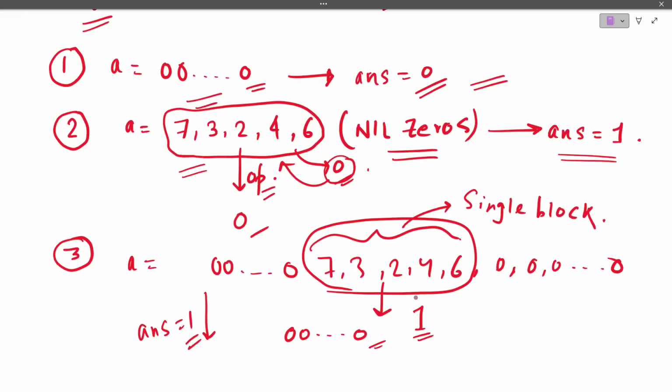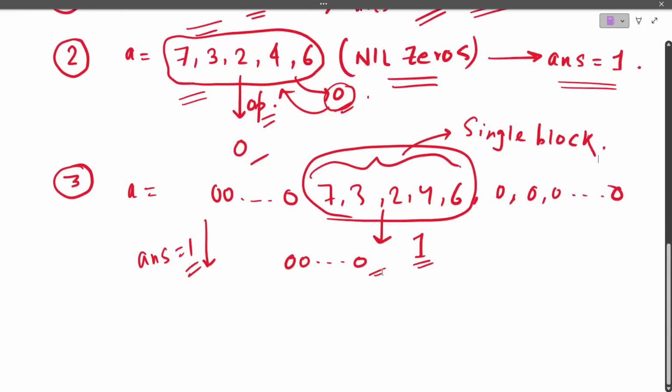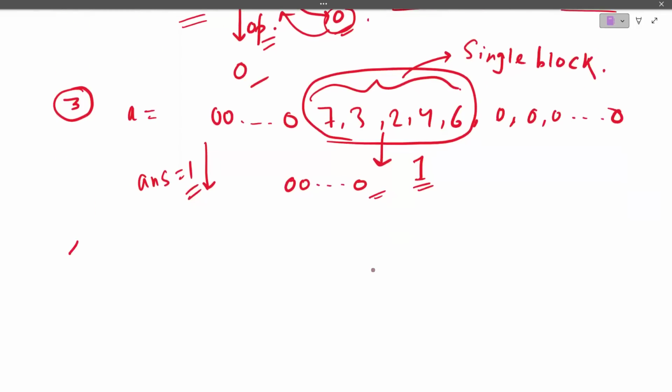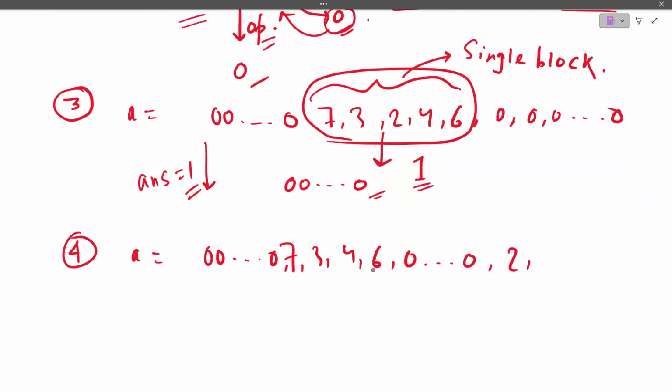Now what can you do in other cases? So there are three simple cases we analyzed. Now look at some other cases. In some other cases, there are maybe multiple blocks of positive integers. So suppose you have a bunch of zeros, and then you have 7, 3, 4, 6, and then you again have a bunch of zeros, and then you again have a set of positive integers and something like that. So realize that you actually have multiple blocks of positive integers in your array.